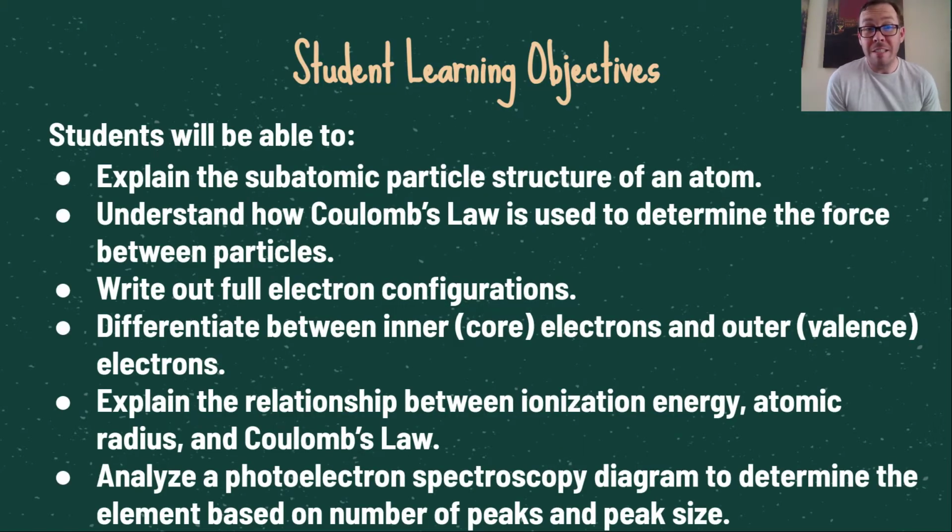So hopefully by the end of this video, you should be able to explain the subatomic particle structure of an atom, understand how Coulomb's law is used to define the force between particles, write out full electron configurations, differentiate between inner core electrons and outer valence electrons, explain the relationship between ionization energy, atomic radius, and Coulomb's law, and analyze a photoelectron spectroscopy diagram to determine the element based on the number of peaks and peak size.